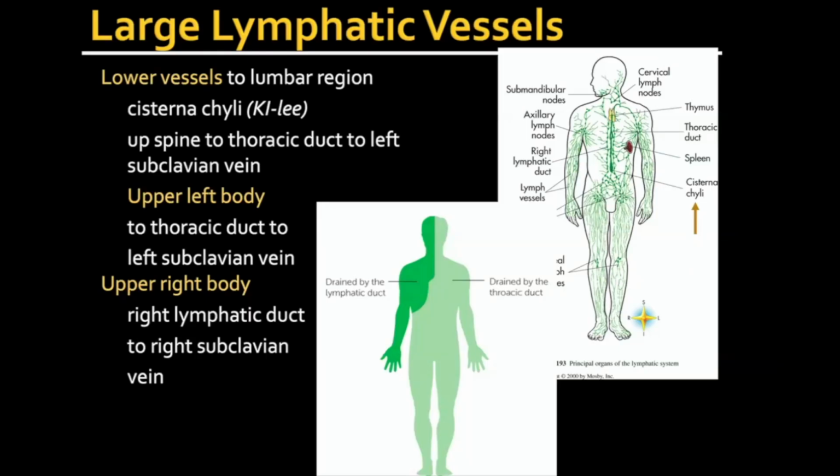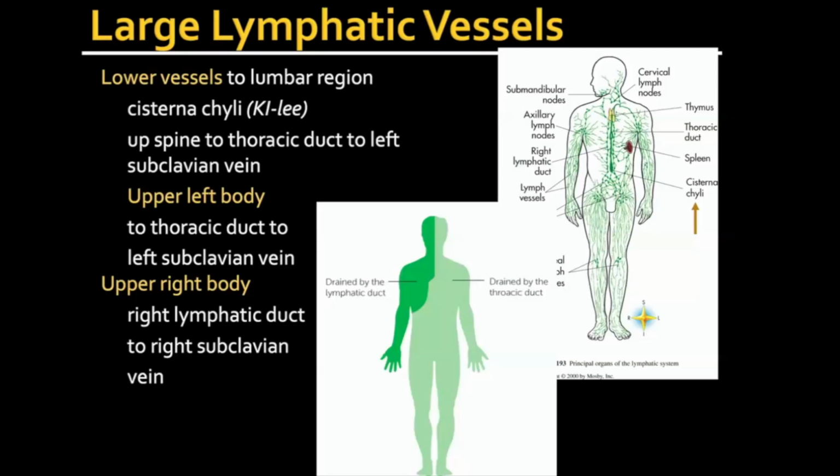So your small vessels combine to make larger vessels, and eventually this lymph fluid is going to get dumped into your subclavian vein up there underneath your clavicle. That's what subclavian means, under the clavicle. And then it will go to the heart, be reabsorbed as plasma, pumped around, cleaned out, and so forth.